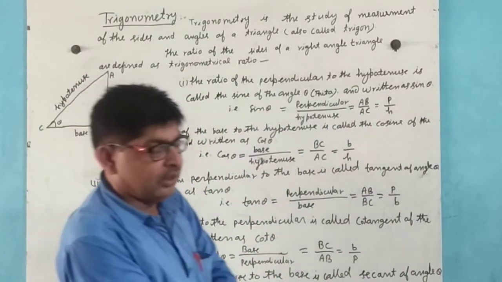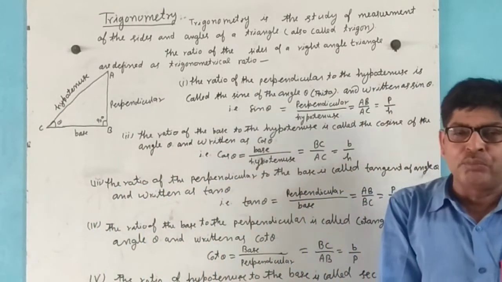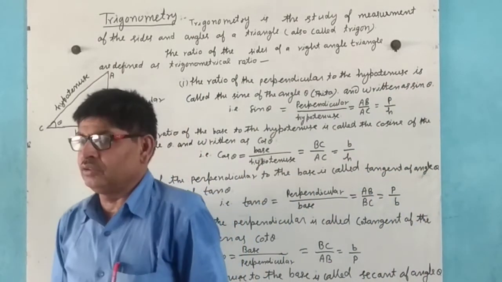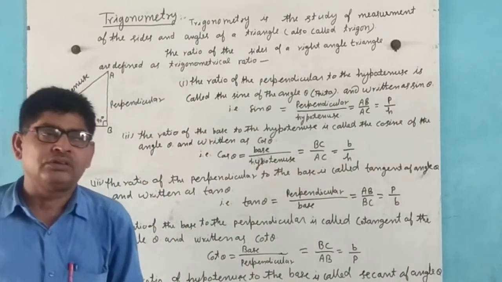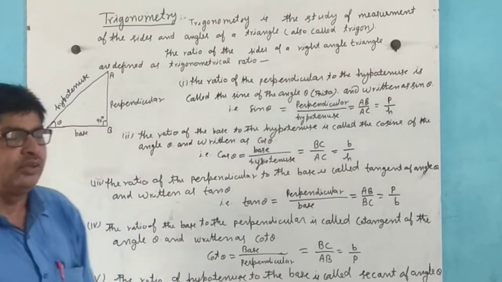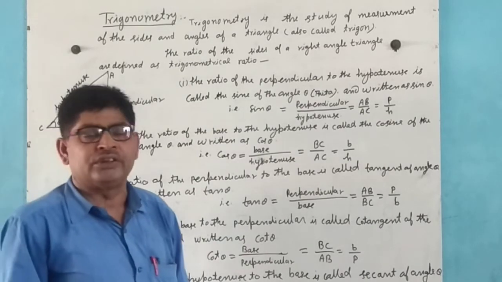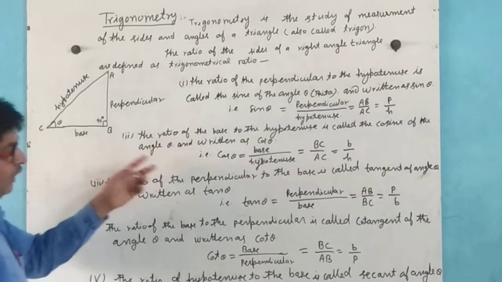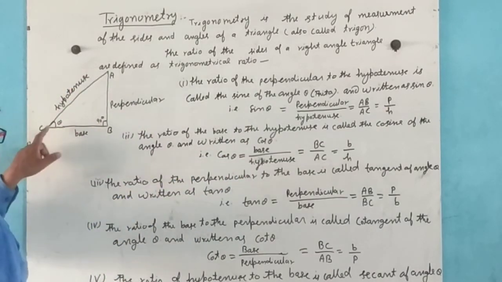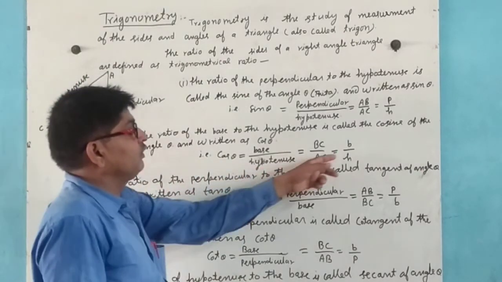Similarly, the ratio of the base to the hypotenuse is called cosine of the angle theta, and written as cos theta. That is, cos theta is base by hypotenuse, BC by AC.